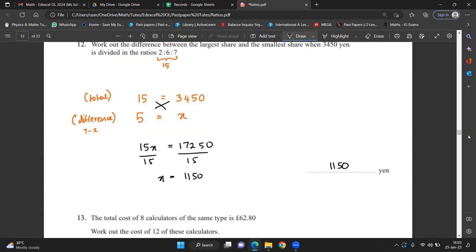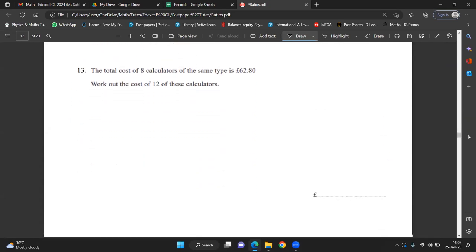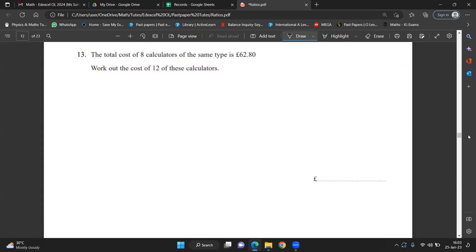Question number 13. That's very easy. Start. Question number 13. Okay, all of you, final answer? Yes. What is it? 94.20. Okay. Some of you stopped with a 0.2, is that right?